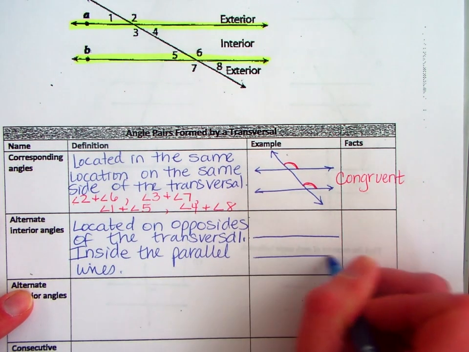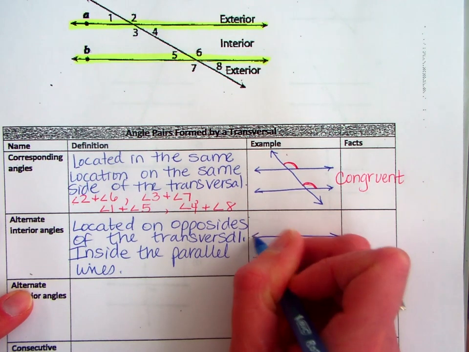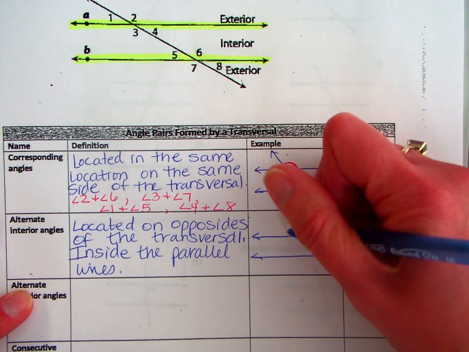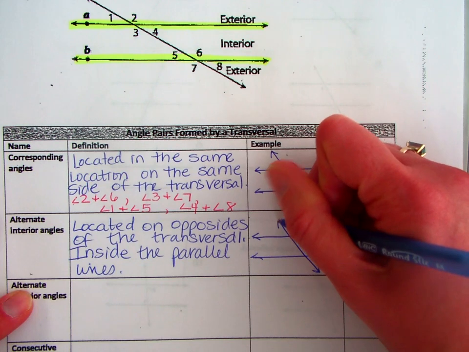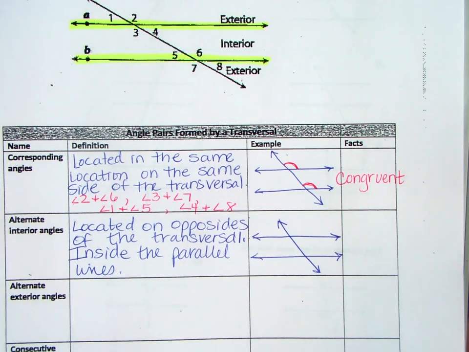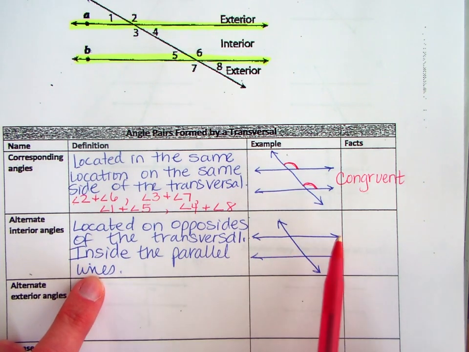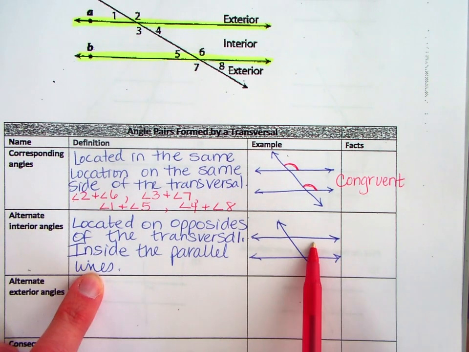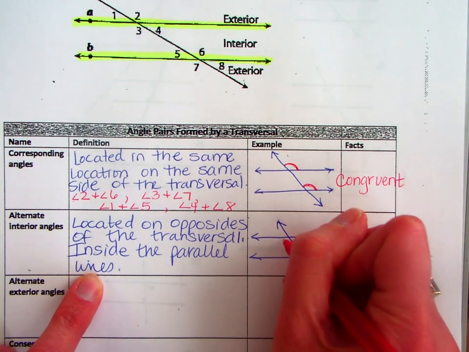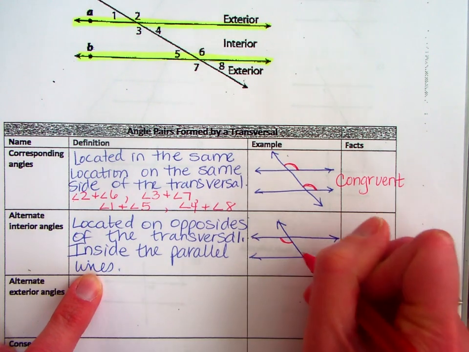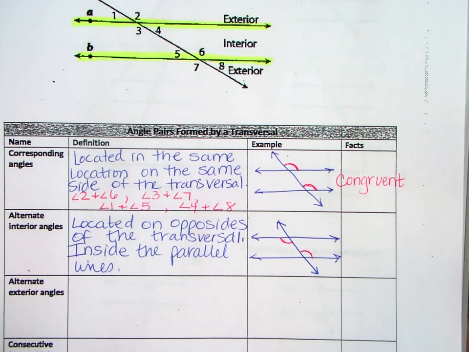And we'll make that diagram again. And if I highlight, they're on opposite sides of the transversal, but inside the parallel lines, on that interior. So I could say these two angles here would be alternate interior. Opposite sides of the transversal on the interior.